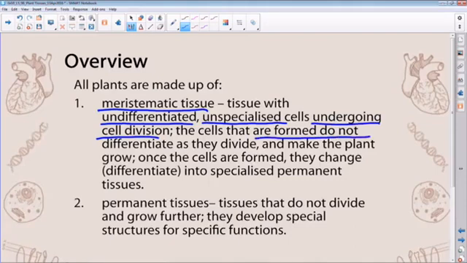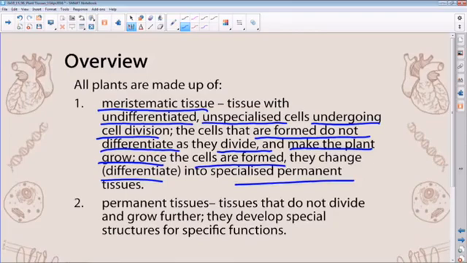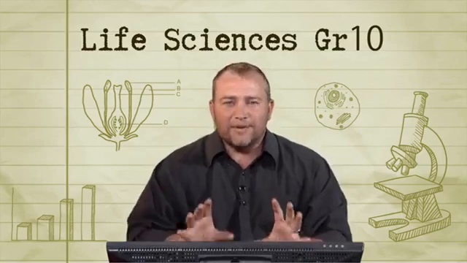Okay, cool. The cells that are formed do not differentiate as they've divided. They've divided and they make the plant grow. Once the cells are formed, they change and they differentiate into specialized permanent tissue. Now, there were big words there, lots of them. Undifferentiated, unspecialized, right? Understand, okay, it's very simple.